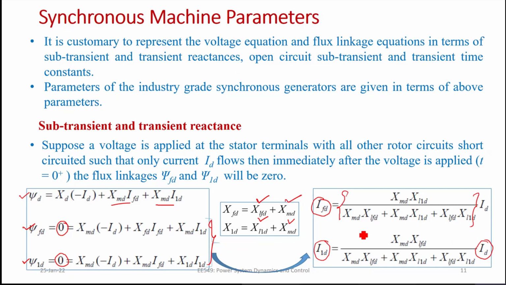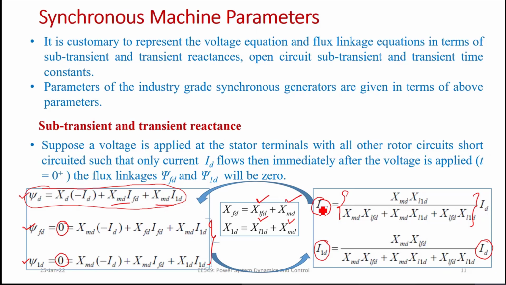Now if I substitute these two equations, the IFD equation and the I1D equation, in the first equation of psi d, the whole equation will be in terms of ID only, because there will be no terms IFD and I1D. Now from there I can find the transient and subtransient reactances.